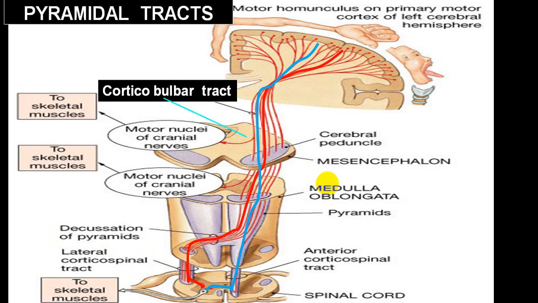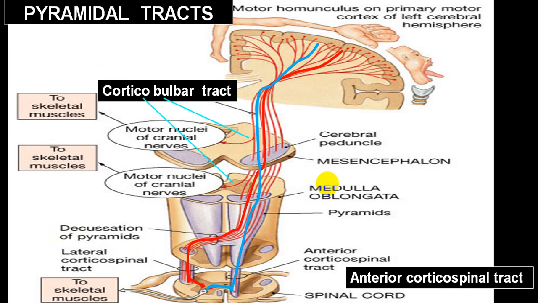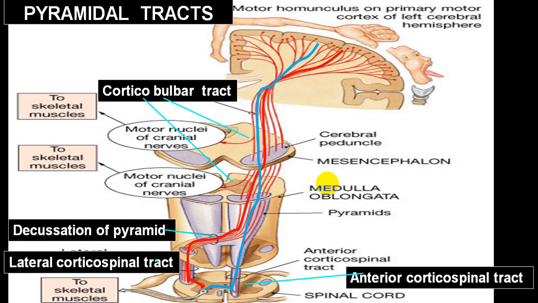So how do you approach? That is the corticobulbar tract. Then you will have continuity as an anterior corticospinal tract and as a lateral corticospinal tract. After decussation, these will be corticospinal tracts, while the portion which supplies the motor cranial nuclei in the midbrain, pons and medulla, we call those fibers the corticobulbar tract.